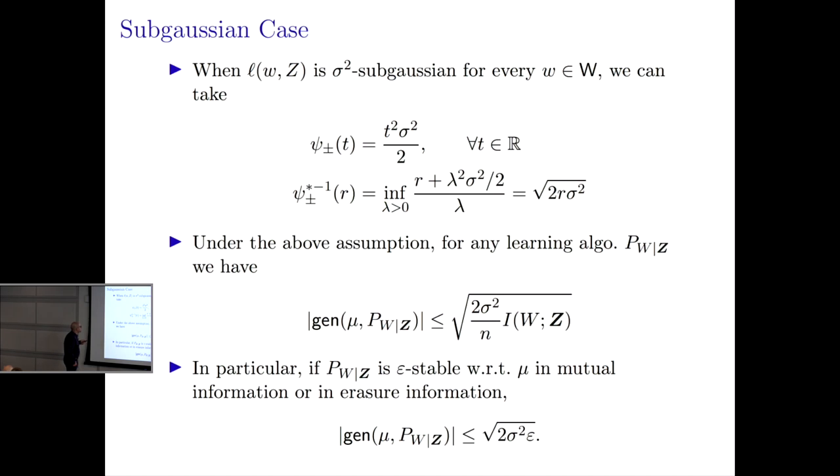But here the idea is that you can actually compute this explicitly. You don't even have to know that this is the inverse of the Legendre dual. This is just a calculus problem. This is just the square root of 2 r sigma squared. Under the above assumptions, if the sub-Gaussianity condition holds, for example, if the loss is bounded, that's going to hold for any distribution of Z and any W. So under these assumptions, the absolute value of the generalization gap is upper bounded by the square root of 2 sigma squared over n times the mutual information.